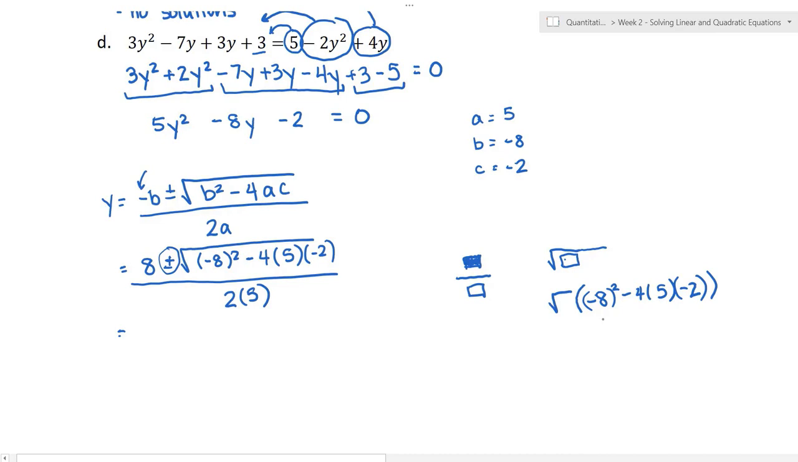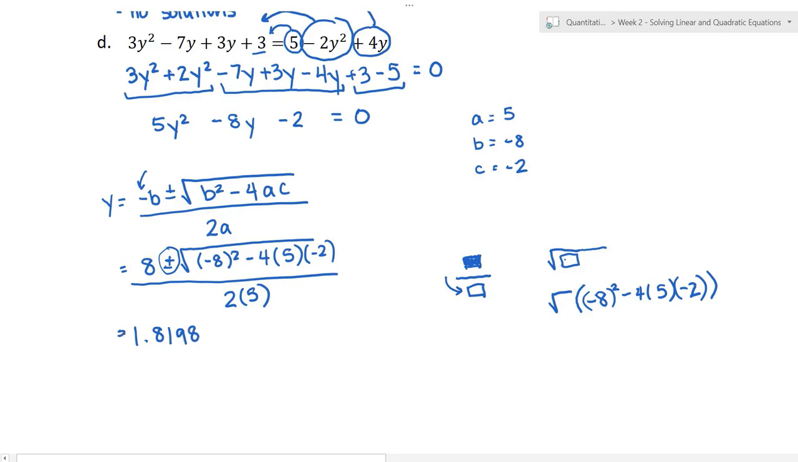I have negative 8 in brackets, close the bracket, squared, minus 4, bracket 5, close the bracket, bracket negative 2, close the bracket, and then I'm going to move down to the denominator now, and I'm going to type 2, bracket 5, all at once. And I get 1.8, so it says 1.8198.